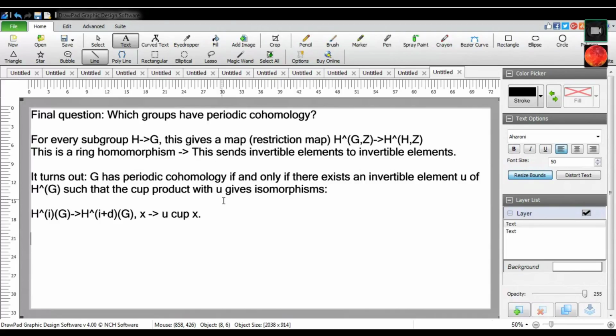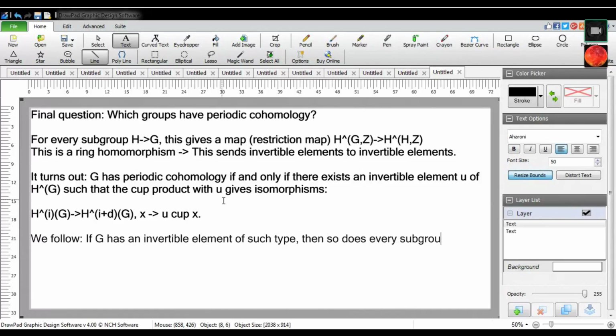What can we conclude from this? We conclude that if G has an invertible element of such type, then so does every subgroup H of G. We conclude from this that if G has periodic cohomology, then every subgroup must have periodic cohomology.